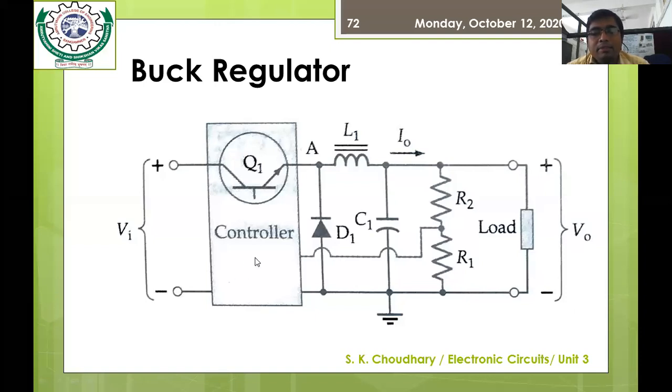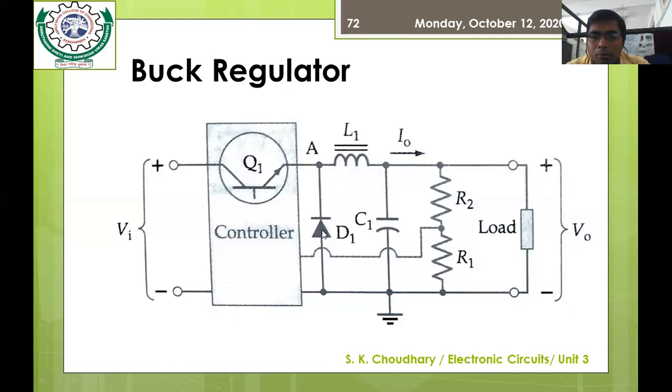This diagram is actually taken from David A. Bell's Electronic Devices and Circuits. It is a book written by David A. Bell, and it is a very good book. I have taken the reference directly from this book. You can also refer to this book for this particular topic.